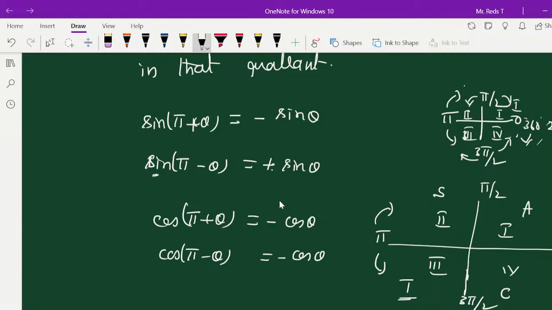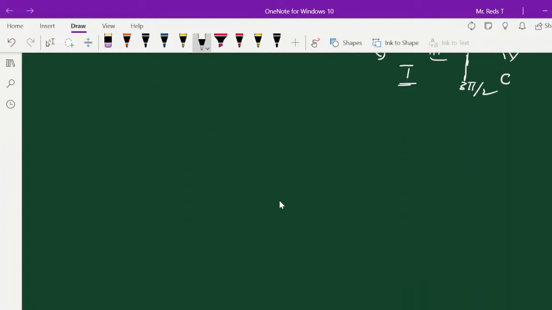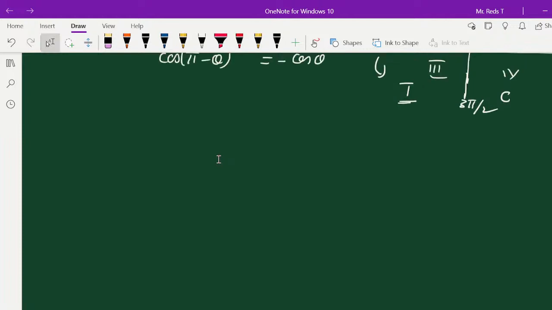So this is how we can follow the ASTC rule and some of these rules to find the functions and their sign conventions. If n is even, this is how you have to come across. But if n is odd, like n equal to 1, 3, 5 and so on, pi by 2, 3 pi by 2 and so on, then the function changes and the sign will be taken according to the quadrant.